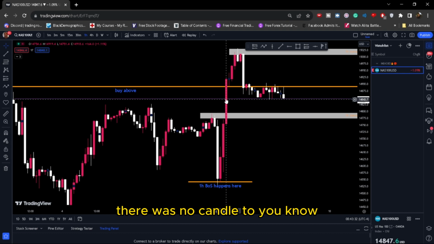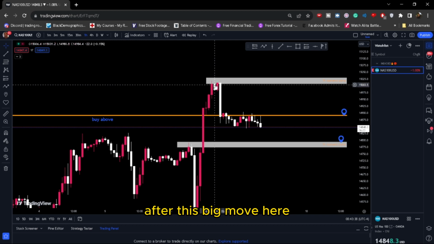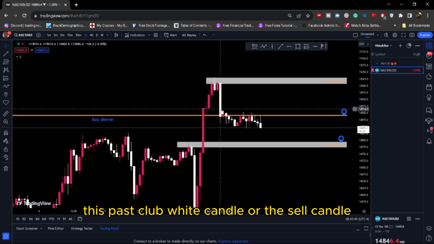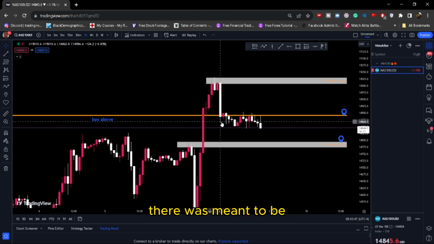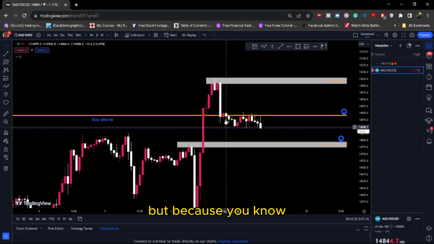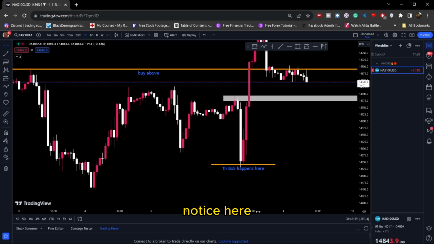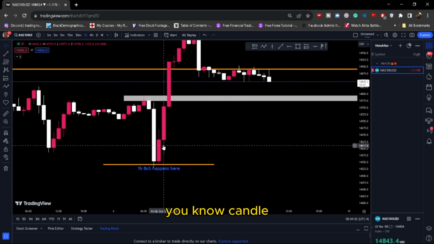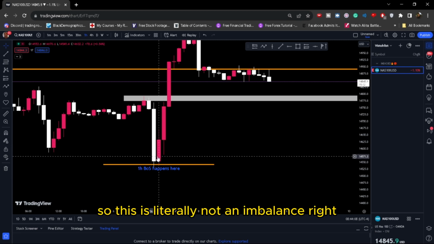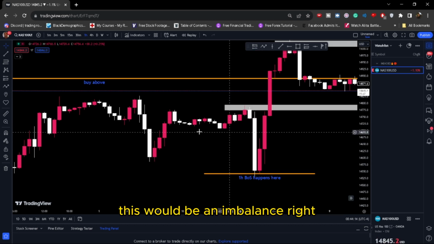And with this candle here, there was no sell candle to cover half of the candle. But in this particular candle, after this big move here, there was this white candle that covered half of it. After this big move, there was meant to be a buy candle to cover at least half of it before doing whatever it has to do. But because it did not happen, I would say this is an imbalance. Notice here, after this big candle, there was at least a bullish candle or a wick that covered it, so this is not an imbalance. In this case here, this would be an imbalance.